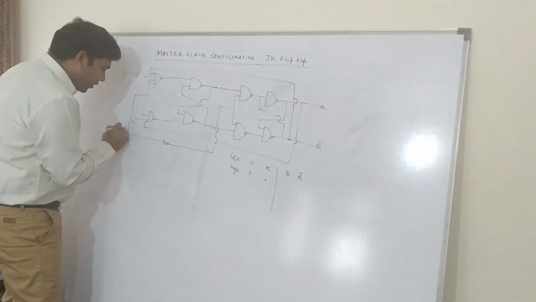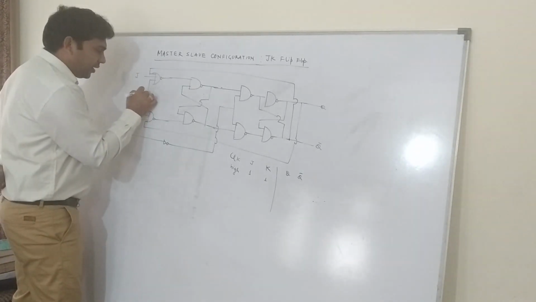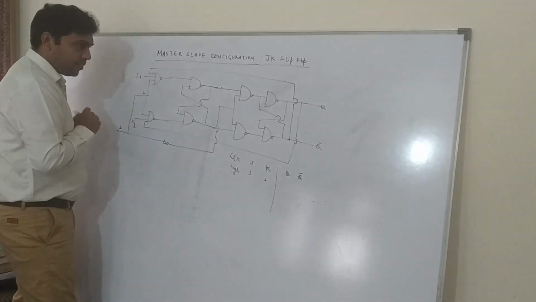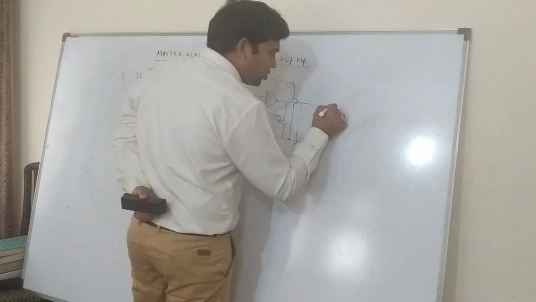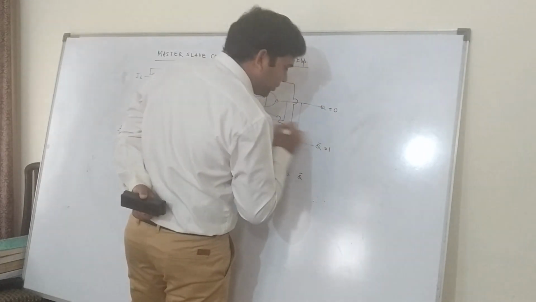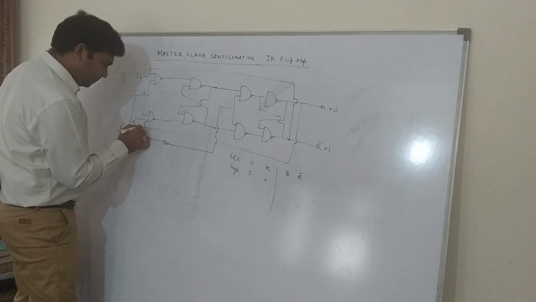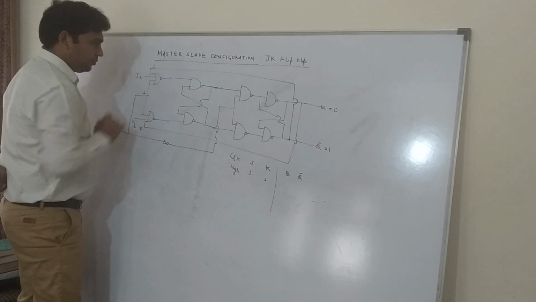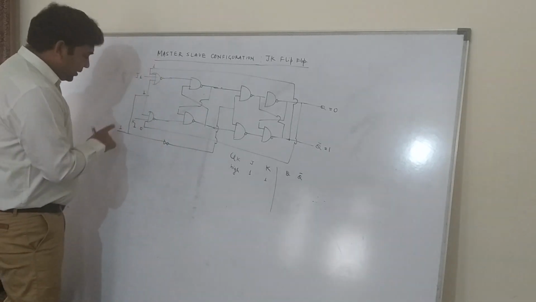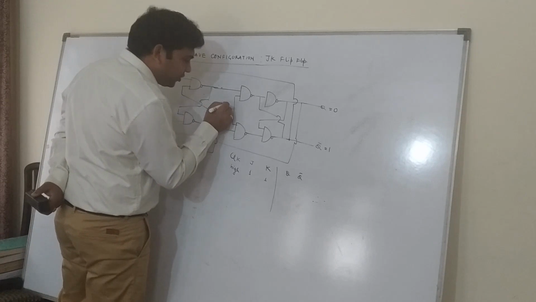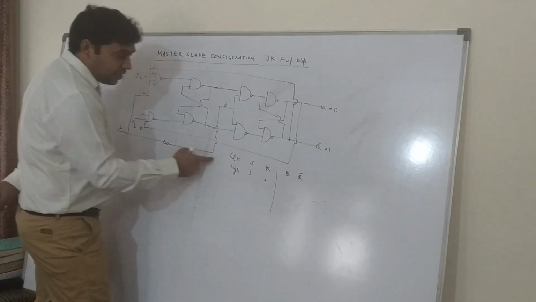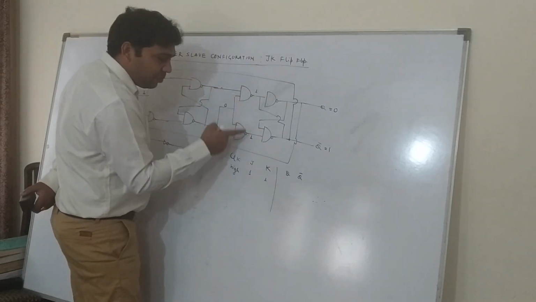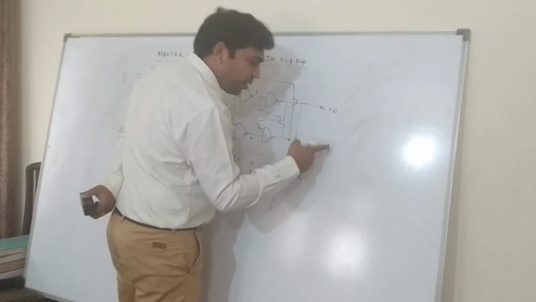So let's say the clock is 1. So definitely this will be 1. Let's say J is 1, K is 1. And let's say the output Q is 0 and Q bar is 1. So this 0 is here and the 1 is here. Since this clock is 1, this will always be 0, and we know that if this is 0, this has to be 1 and 1, and if this is 1 and 1, definitely the output will remain 0 and 1.